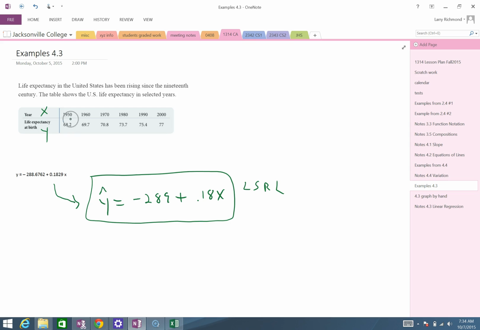Now, of note, we should only use x values that we have in our domain. That is, it's really only meant to predict from 1950 to 2000. Using it beyond that, it's called extrapolation, and our model may not be effective for those values.